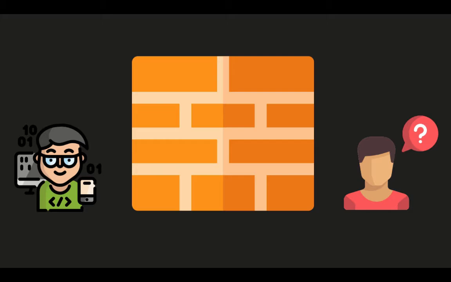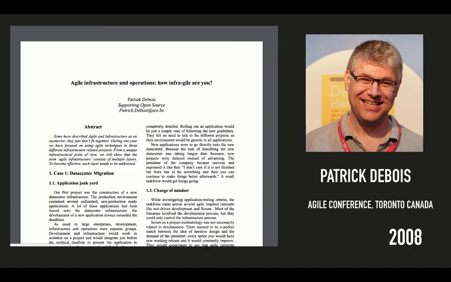So there were some people, some organizations who were trying to fix or resolve this chronic conflict, and one such person was Patrick Dubois. What Patrick did, his contribution is significant, because in 2008 at the Agile conference in Toronto, Canada, he published a paper which talked about Agile infrastructure and operations. It was the Agile conference, and he talked about Agile infrastructure, but we were not interested in talking about it at that point of time, right? Because mostly people were talking about the development methodologies, and that didn't attract a lot of people there.